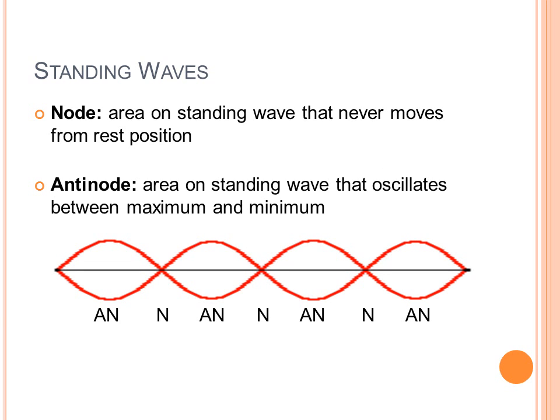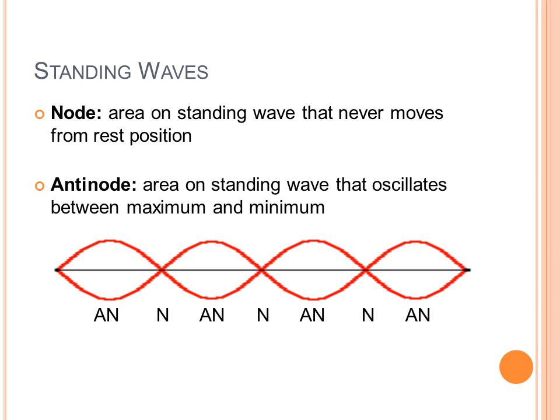Now there's two important properties of standing waves: nodes and antinodes. Nodes are the parts of the wave that look like they never move from rest position. Antinodes, on the other hand, are the parts of the wave that actually oscillate back and forth between the crest and the trough of the wave.